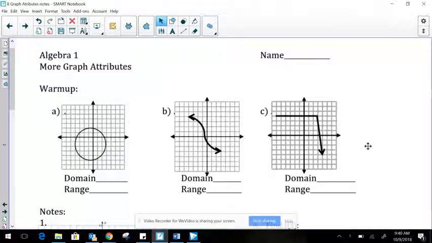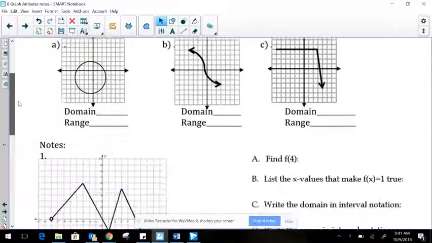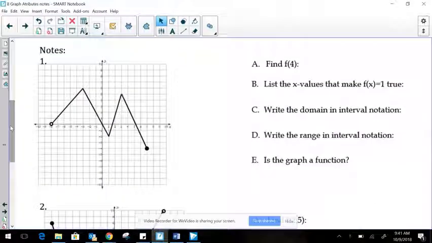Hi there. Today we are going to talk about more graph attributes. So we are tying together some of the ones we did earlier this chapter, as well as domain and range, and doing them all for these types of problems. So today we are going to start with problem 1 here on the notes.